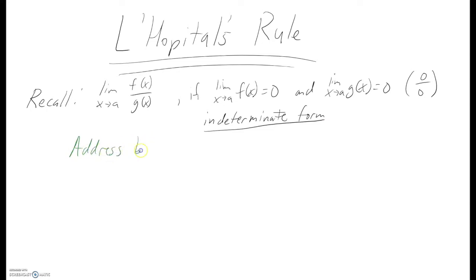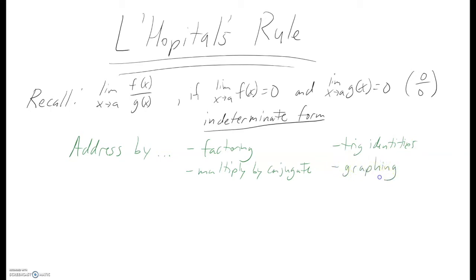Now, when you initially looked at limits, you probably were able to address this by maybe factoring the two functions and canceling something out. In a case with square roots, multiplying by the conjugate of an expression. If there's trigonometry involved, maybe using a trig identity. And it's also possible for certain functions that if you simply graph them, you might be able to figure out the limit visually. All great ideas.